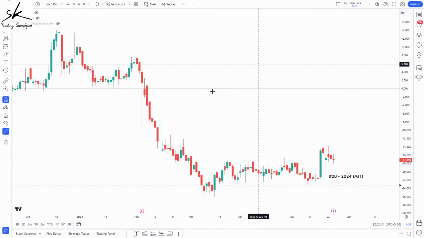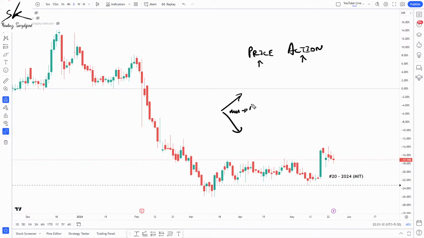Now, whenever we talk about demand supply methodology, I always say it's a price action based methodology. Now, what do we mean by price action? Price action means the action done by the price. And what action can price do? Only two things. Price can either move up or move down. It cannot do anything else. But when price moves in a narrow range, we call it the period of pause, or we can also call it basing.